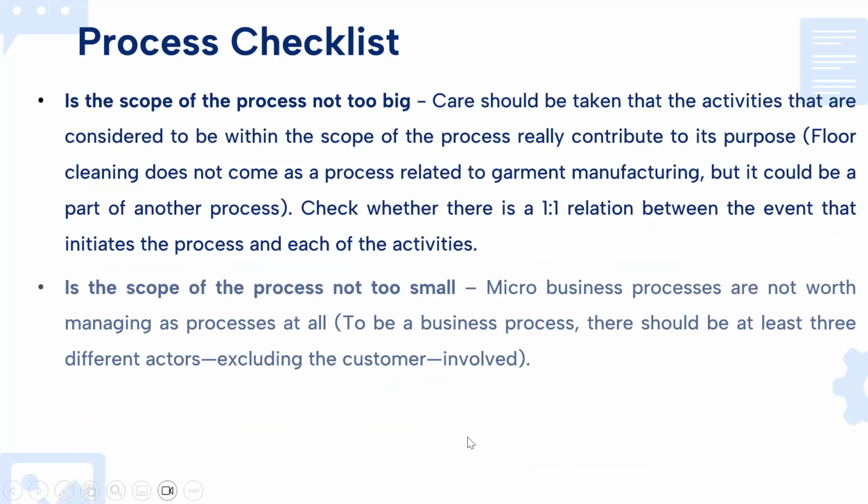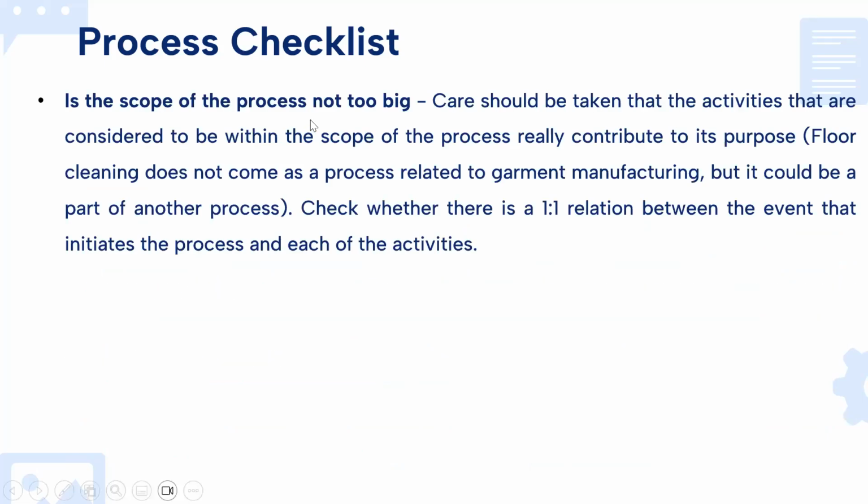The next one is, is the scope of the process not too big? When you identify a process, the scope of that particular process should not be too big. So you have to identify the relevant processes or relevant process steps within the particular process. For example, floor cleaning does not come as a process related to garment manufacturing. If you are focusing on the garment manufacturing process, floor cleaning is not identified as a related process, but it could be a part of another process, the cleaning process. So you have to identify the scope of the process properly.